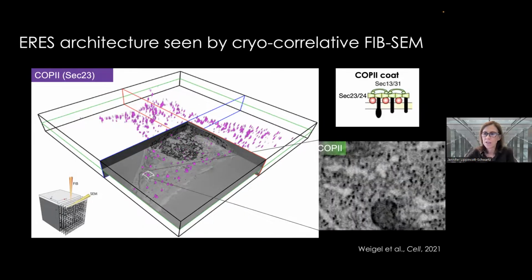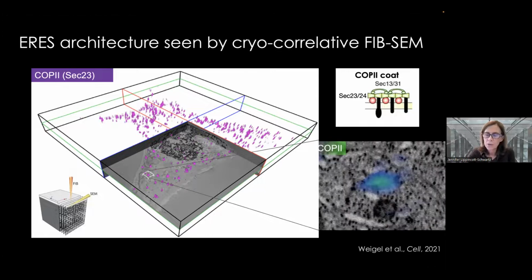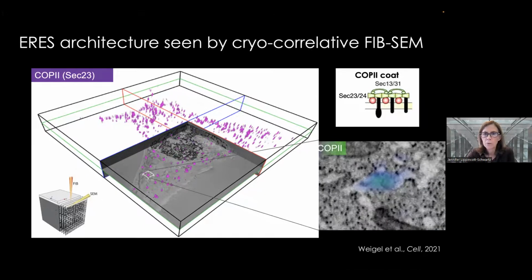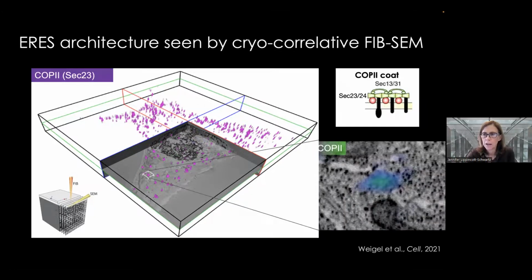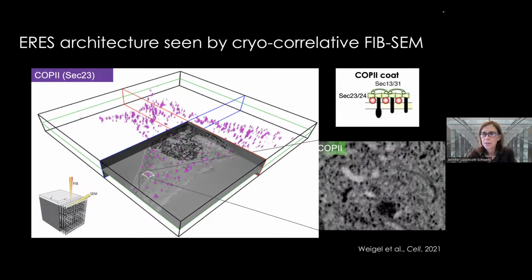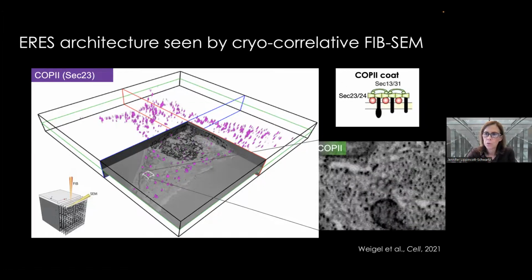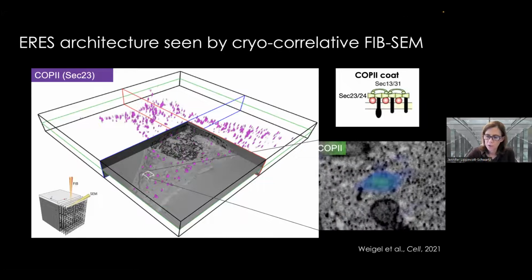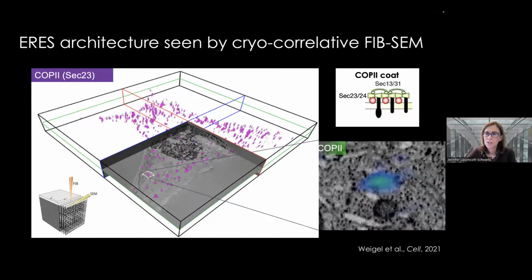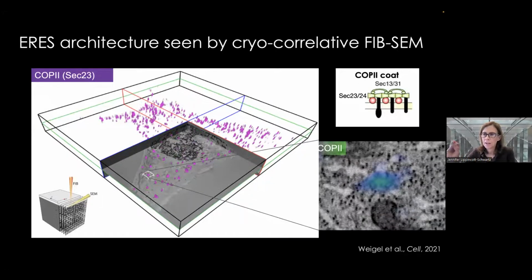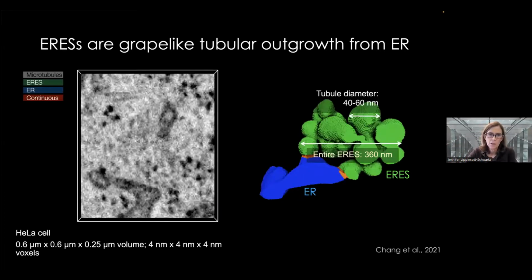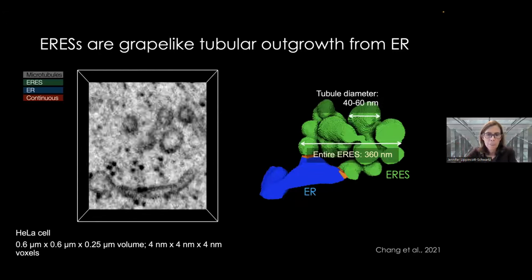But just as an example, what you can see is the overlay of the COP2 signal that we're getting from our cryocorrelative snapshot overlaid onto our FIB-SEM images. So now we know where the membranes are that are going to comprise that ER exit site, because it's got the protein that identifies these ER exit sites. So what do these things look like?